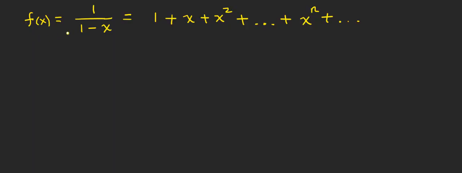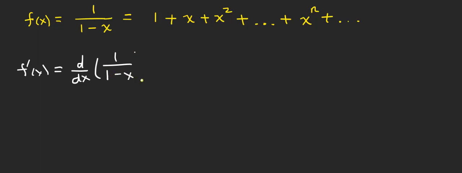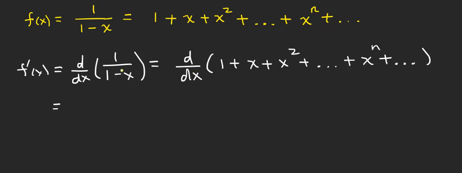Let's say f of x equals 1 over 1 minus x. And you know that this is one of the important Maclaurin series, which gives you the power series of this. Now, let's say you want to find the derivative of f of x. That will be the same thing as the derivative of 1 over 1 minus x, which will be the same thing as the derivative of this whole expression.